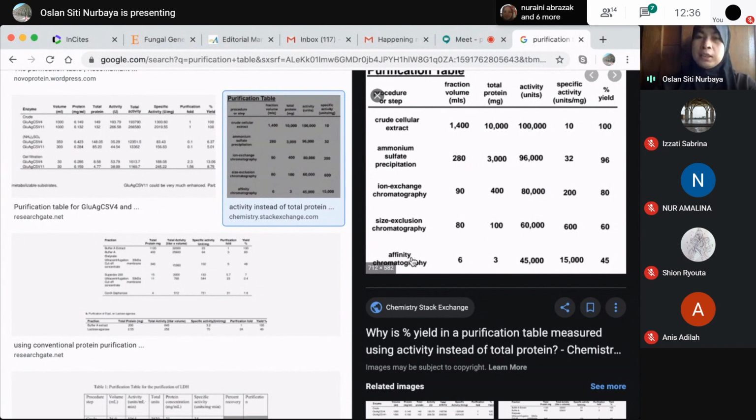Okay, last but not least, if your target protein has an affinity chromatography option, like His tag or GST tag or maltose binding protein tag, there are many tags available. So maybe the last step you want to use affinity chromatography.